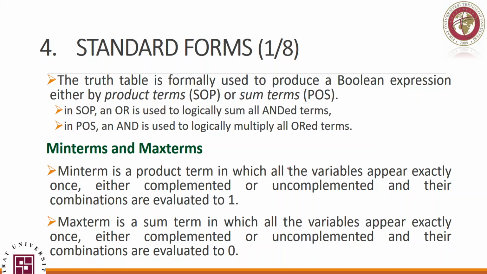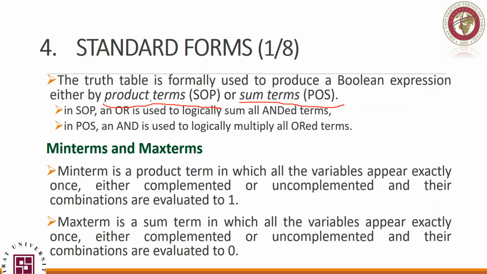Now, this is the last portion of this part, the last few slides. In order for us to create or implement a logic circuit from a truth table, we need to understand one concept. Either we have to go for the sum of product terms, SOP, or the product of sum terms. We are familiar with the sum of products, SOP. We have ANDed terms, which are all ORed or summed at the end. How about the ORed terms, which are ANDed at the end?